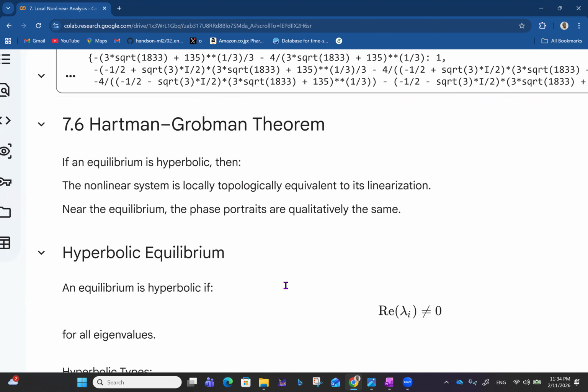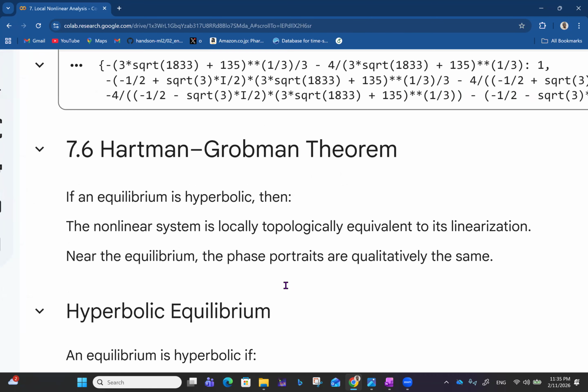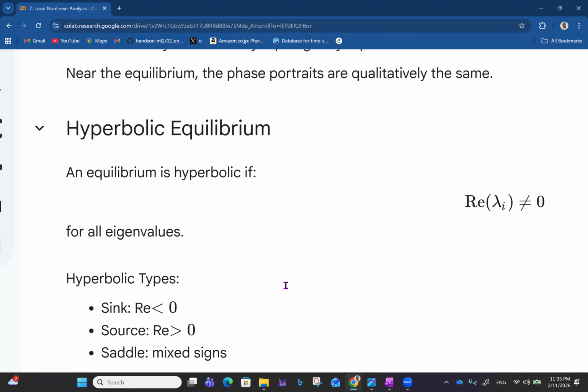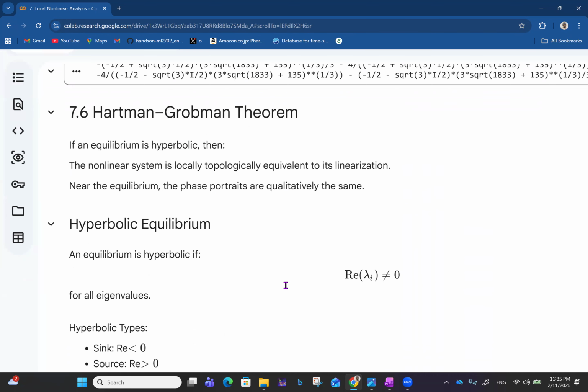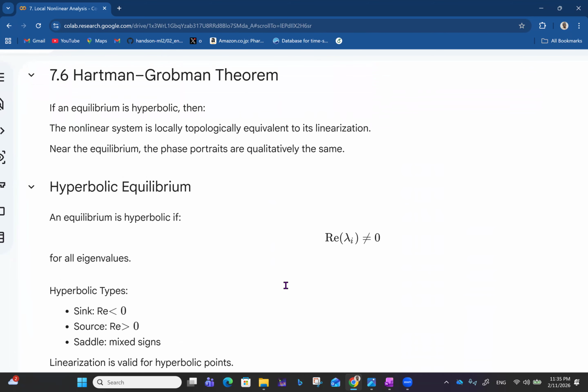Now, let's go on to talk about the Hartman-Grobman theorem. This is a very important theorem when it comes to nonlinear analysis. For the Hartman-Grobman theorem, if an equilibrium is hyperbolic, then we say that the nonlinear system is locally topologically equivalent to its linearization. Near the equilibrium, the phase portraits are qualitatively the same. So that's the Hartman-Grobman theorem.